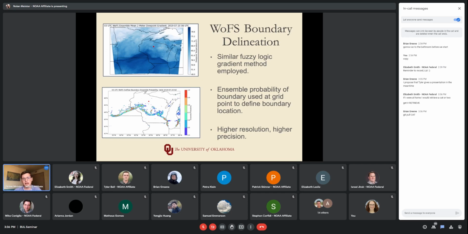And I used an ensemble probability, basically, that each member would have the boundary at a certain grid point, divided by the total number of members within the ensemble. And that ensemble probability defined the outflow boundary that you can see down in this panel. So we have a higher resolution and higher precision, but I want to make sure to clarify that that's not necessarily higher accuracy.